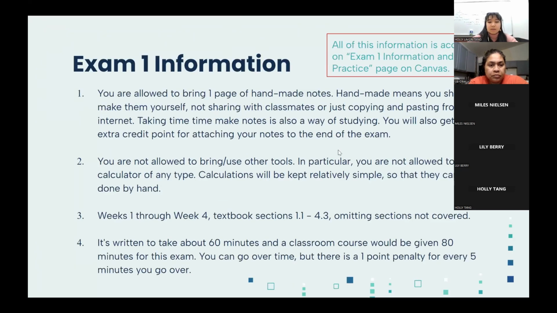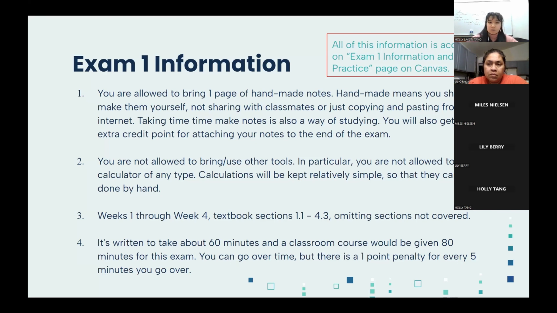So this is some important exam one information that hopefully you guys are aware of. Everything on this slide is available on the exam one practice or information and practice page on Canvas. It's just right under your week 4, I believe, just at the bottom of the first column.